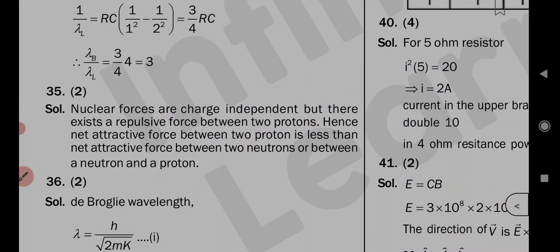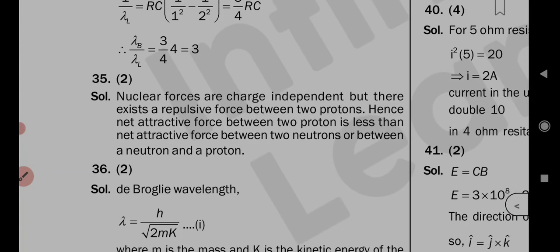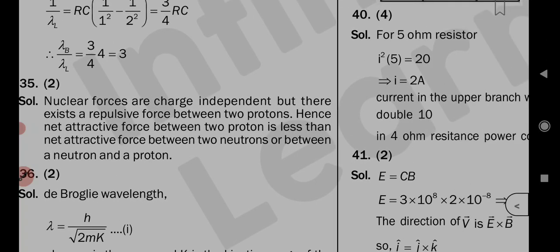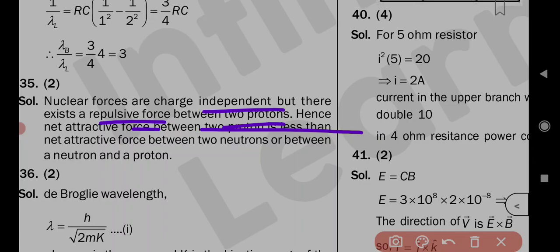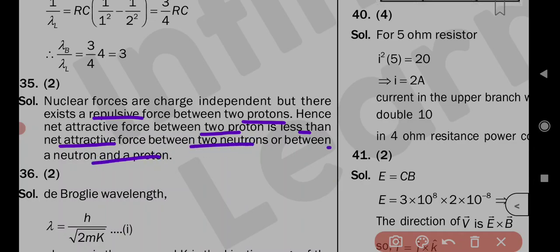But you need to remember the fact that nuclear forces are charge independent, but there exists a repulsive force between two protons. Hence, the net attractive force between two protons is less than the net attractive force between two neutrons or between a proton and a neutron.